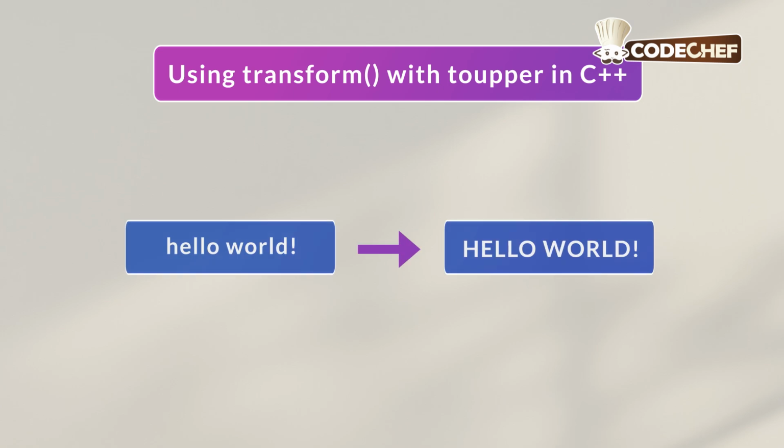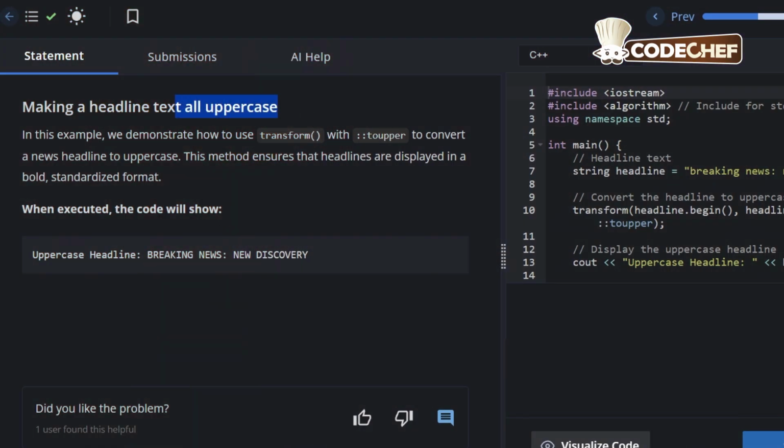Now let us go to the CodeChef platform and see how to use the transform method with toupper in C++. The program objective is making a headline text all uppercase, and the expected output is uppercase headline: breaking news: new discovery. Here you can see breaking news: new discovery. This is written in uppercase letters.